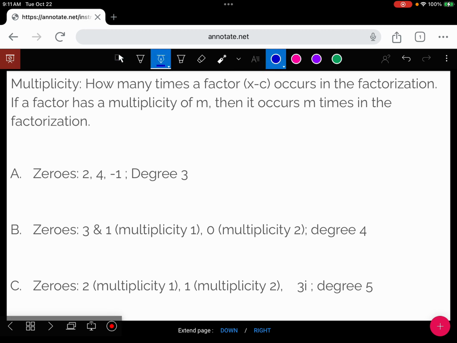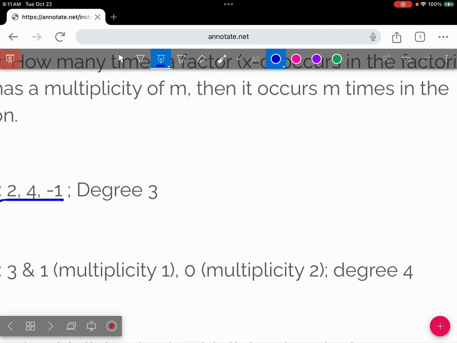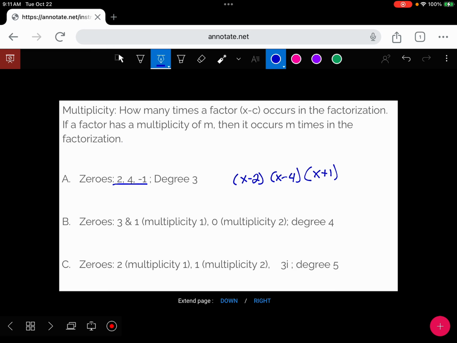So, if I have zeros of 2, 4, and -1, how are we going to write factors for that? x minus 2. x minus 4. And x plus 1.